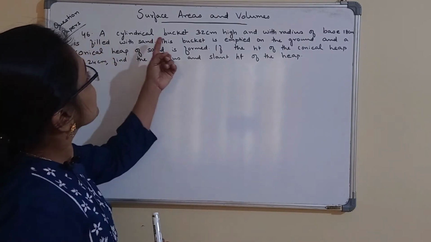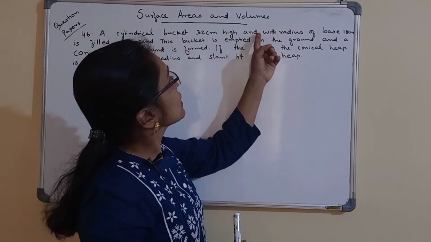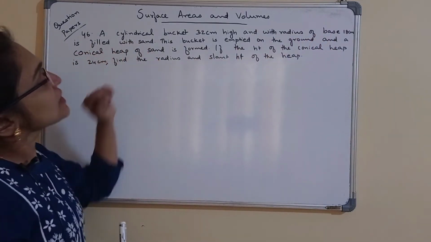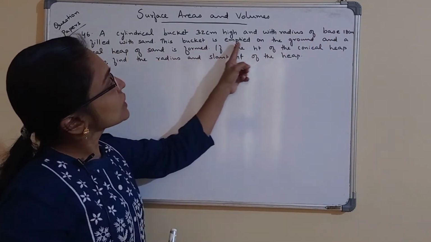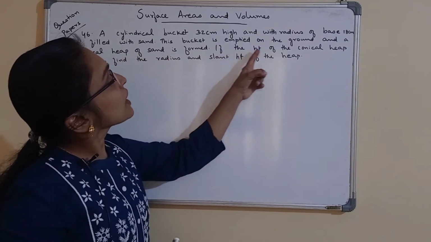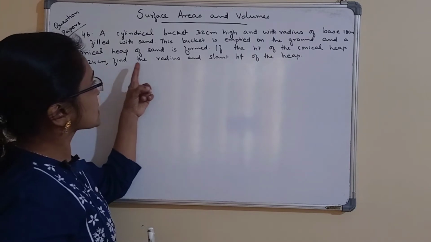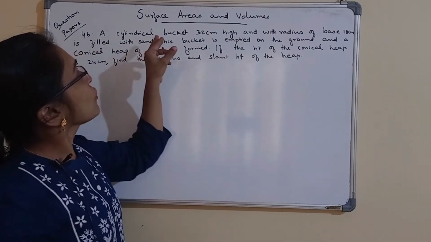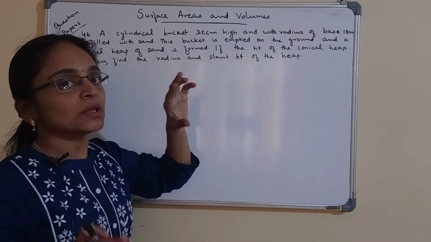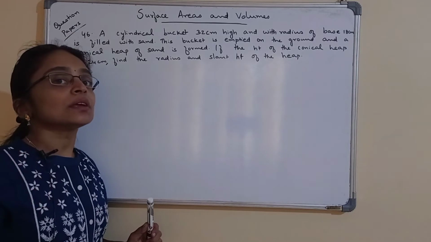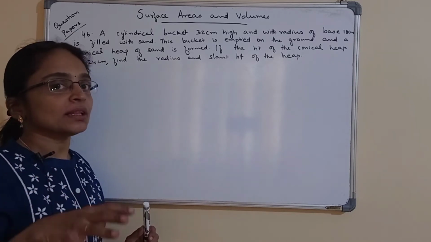Next question. A cylindrical bucket 32 cm high and with radius of base 18 cm is filled with sand. This bucket is emptied on the ground and a conical heap of sand is formed. If the height of the conical heap is 24 cm, find the radius and slant height of the heap. Here, the volume of the cylindrical bucket will be equal to the volume of the conical heap, right? Because that much sand we are emptying into the conical heap.